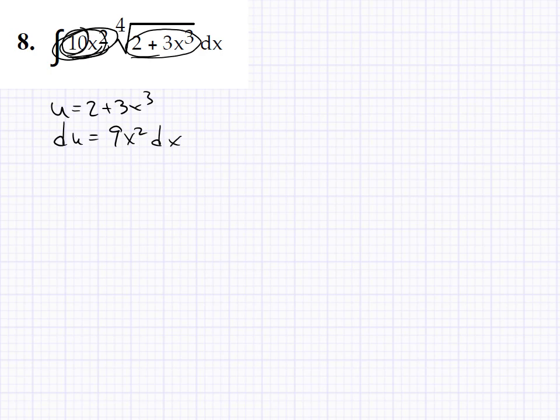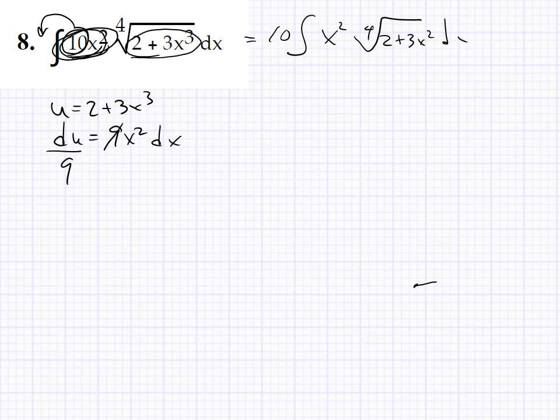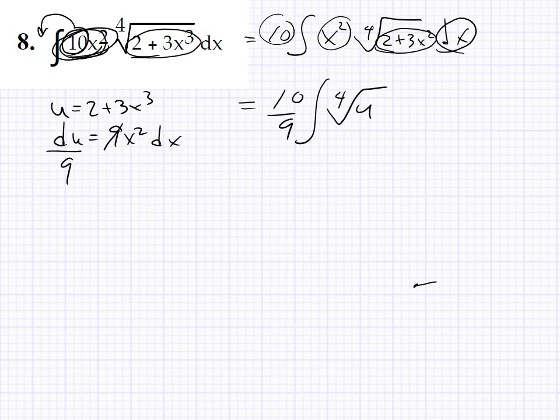So this 10 is a constant multiple that I can pull out, and this 9 is a constant multiple that I can divide. So if you look at this, if I pull the 10 out, I have x squared times the fourth root of 2 plus 3x cubed dx. So if this is my u, x squared dx is going to be my du over 9, and this 10 is just sitting there, so I get 10 over 9 fourth root of u du.